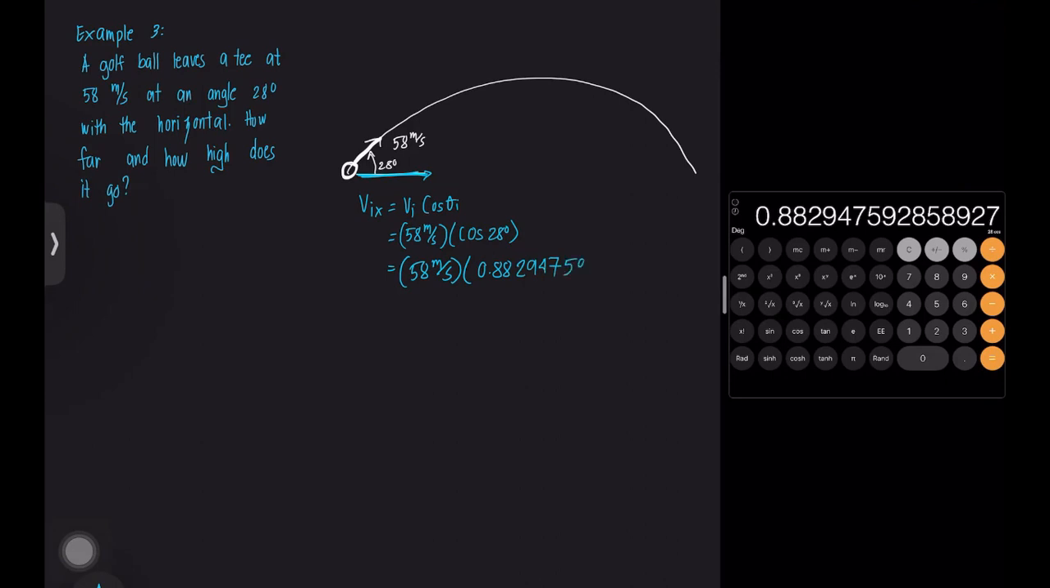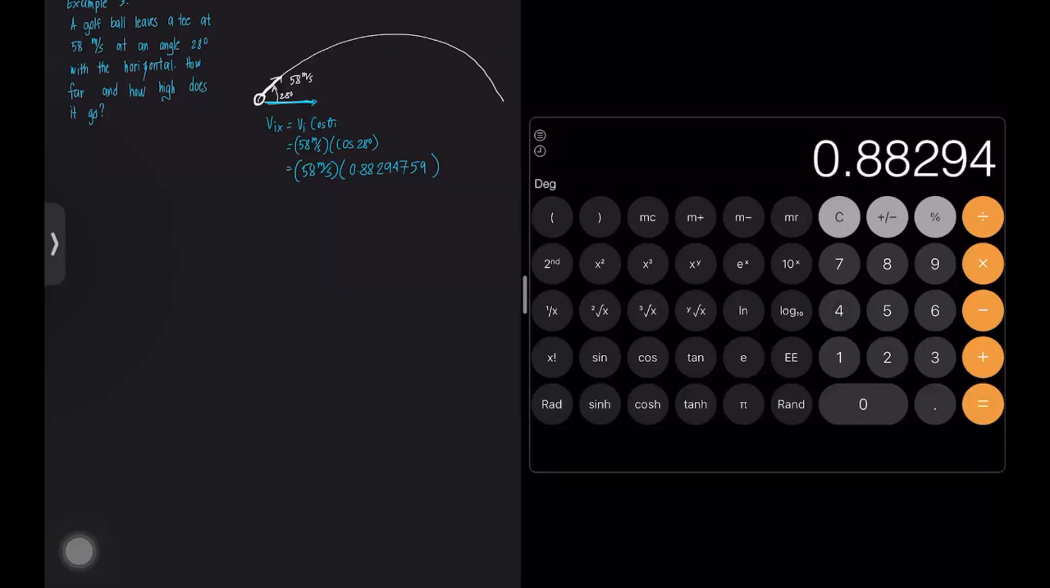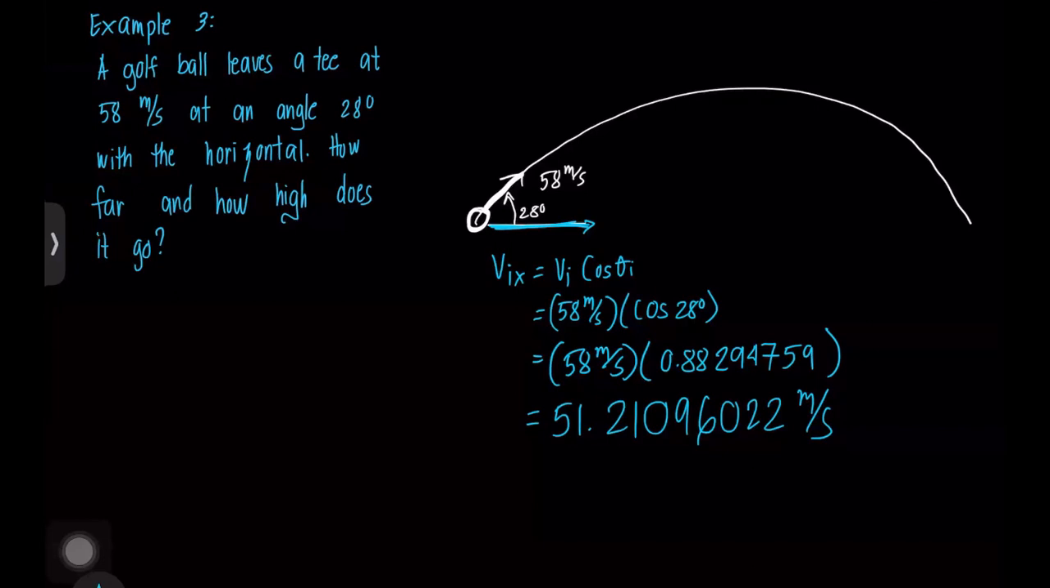Then you multiply this by 58. We use the same values so we don't make a mistake. So 0.88294759 times 58 gives you 51.2109096022 meters per second. This is now the value of your v sub ix.